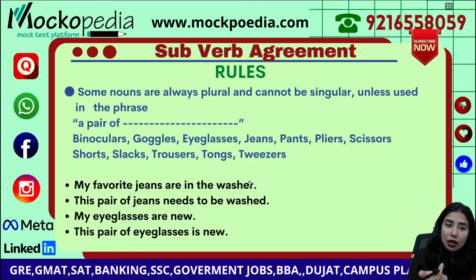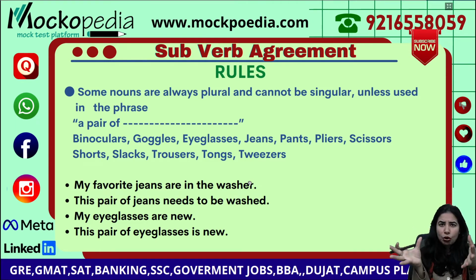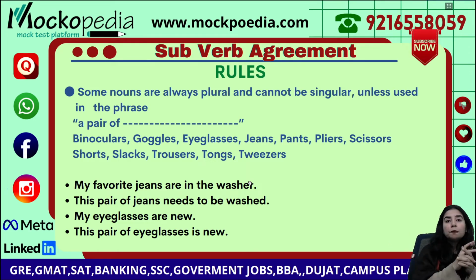Please note this. Right now I have done a slight twist here. You can see my first sentence which says my favorite jeans are in the washer. This is correct, right? And I think you can visualize it, so scissors or trousers or shoes or socks, I think you can create an image, right? So we consider them to be plural. Now I've made an alternate statement here. I said this pair of jeans needs to be washed. Now, needs is a singular verb.